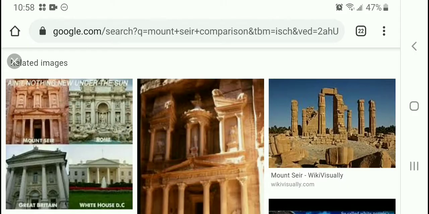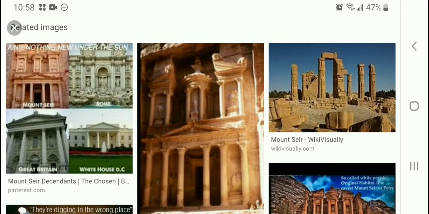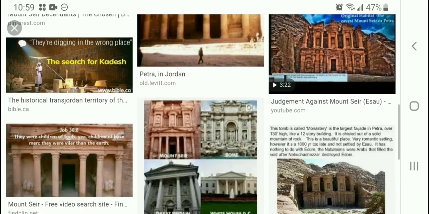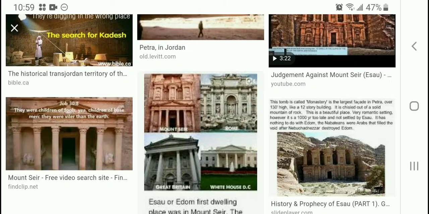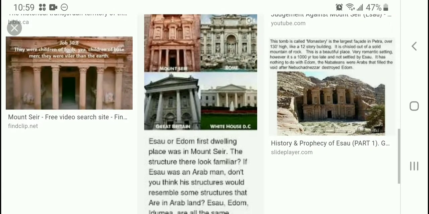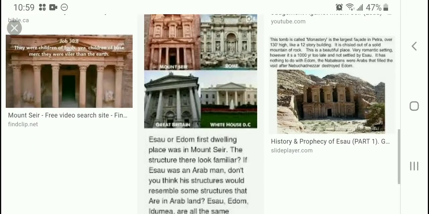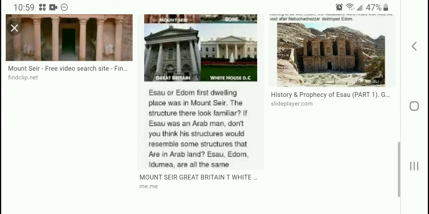As you see on the right, you see Rome with the same architecture. You see Great Britain with the same architecture. And look, even the White House with the same architecture. So, who is that? Who is Esau? As you can see, their architecture doesn't change. Alright.